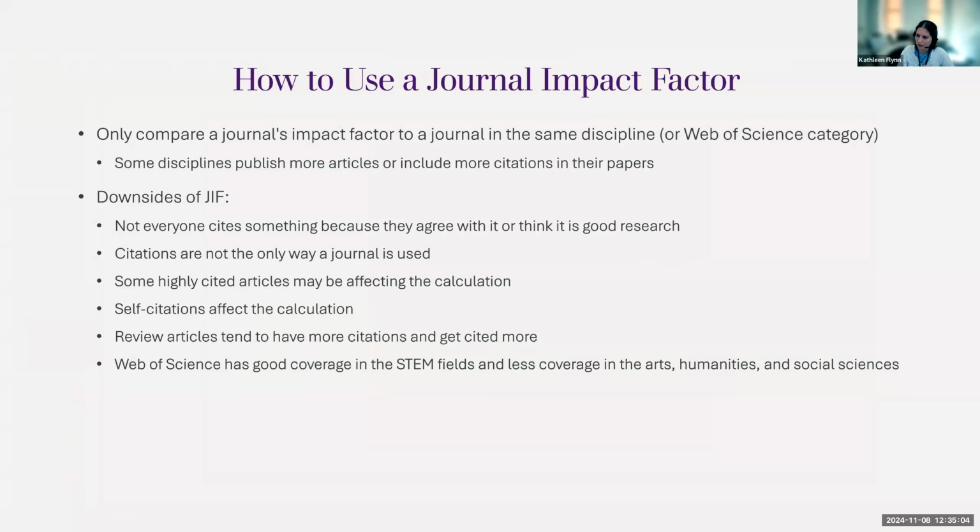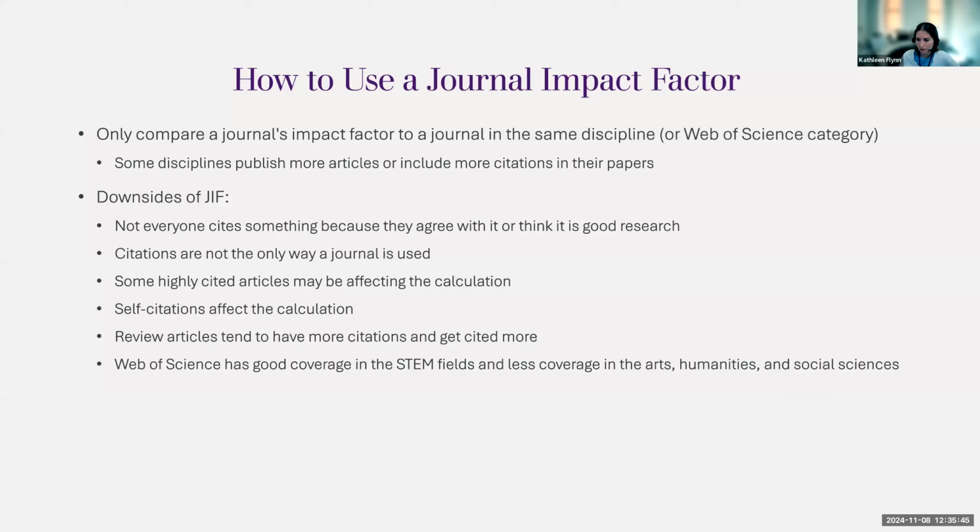So as I already said, some disciplines publish more articles, some have more citations in their papers. Some other downsides, of course, of the impact factor and also citation counts, because they're related, is that a citation is not necessarily positive. Somebody could be citing something to refute it. Some highly cited journal articles might be affecting the calculation. You also have those self citations that can affect it, but we did see that Web of Science does also provide the impact factor excluding self-citations.